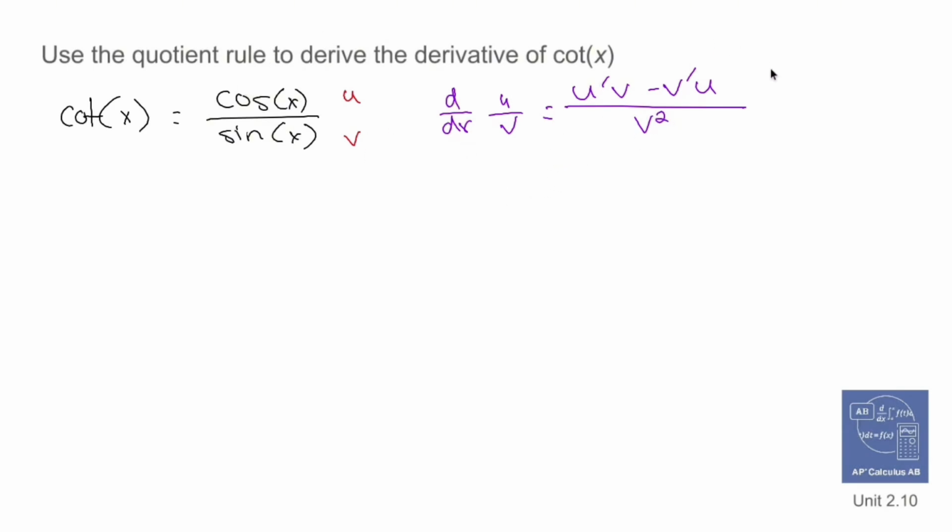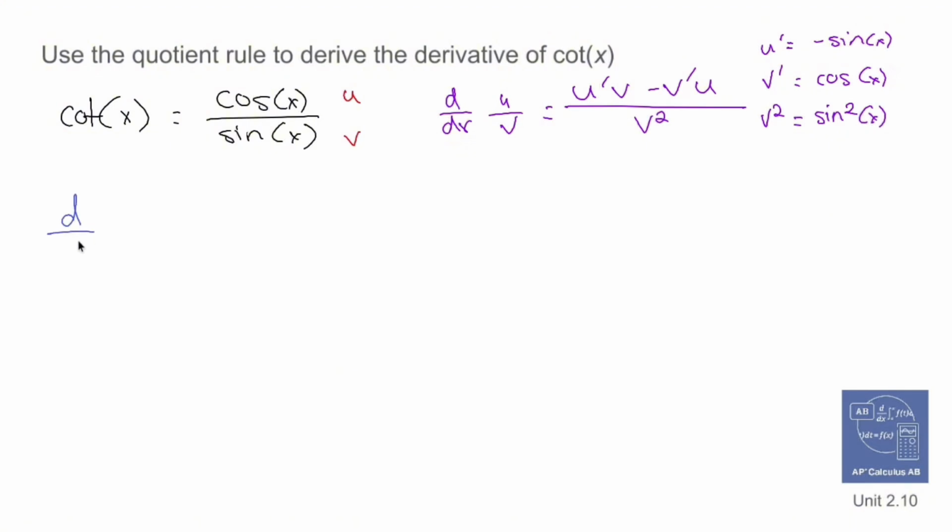So what is the derivative of each of these parts? Well, u prime is going to be the derivative of cosine, which is negative sine. V prime is going to be the derivative of regular sine, which is regular cosine. V squared is going to be sine squared x. So let's put it all together.